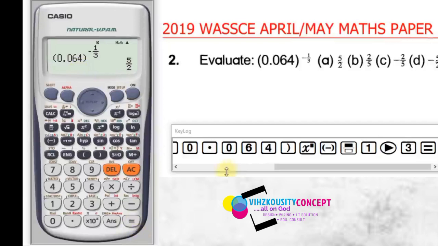And you can see, out of the options that we are given, that option A is the correct option, 5 over 2. That is done and dusted. Let's move on to our next question.